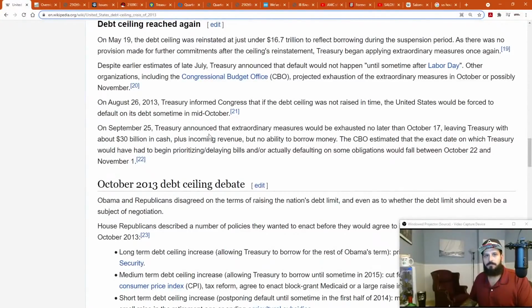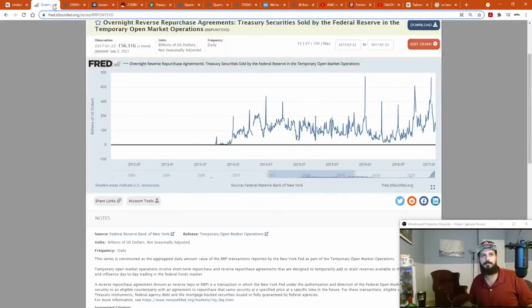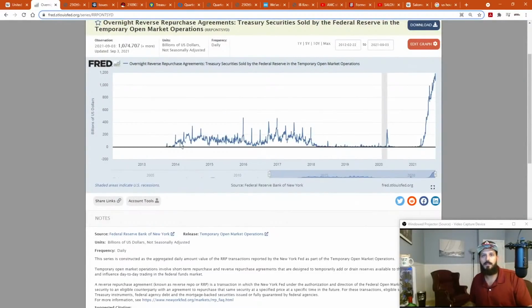On September 25th, Treasury announced that extraordinary measures would be exhausted no later than October 17th, leaving Treasury with about $30 billion in cash plus incoming revenue and no ability to borrow money. It's the same thing that's happening right fucking now. Same thing. And look at what we look like now compared to how we did back then. September 23rd, September 27th, they started abusing it, and it just got worse and worse.